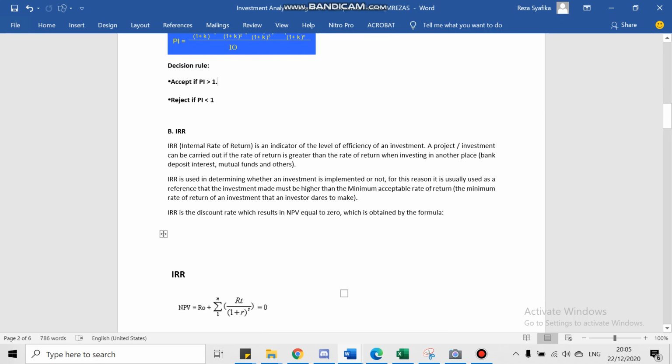And the second one is the internal rate of return. So it's an indicator of the level of efficiency of the investment. It can be carried out if the rate of return is greater than the rate of return when investing in another place, such as a bank deposit, etc. And the IRR is mostly used in determining whether the investment is implemented or not. For this reason, it is usually used as a reference that the investment made must be higher than the minimum acceptable rate of return.